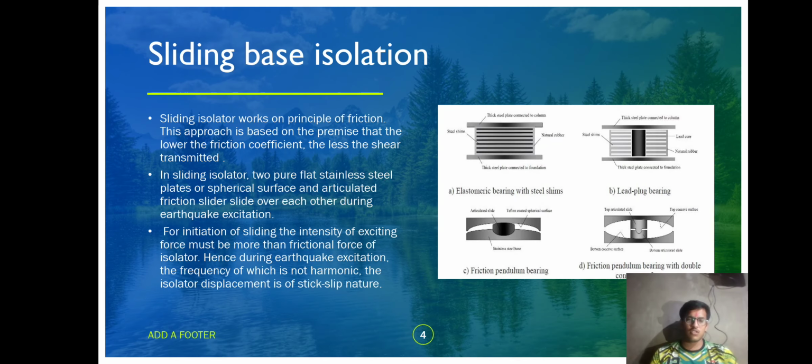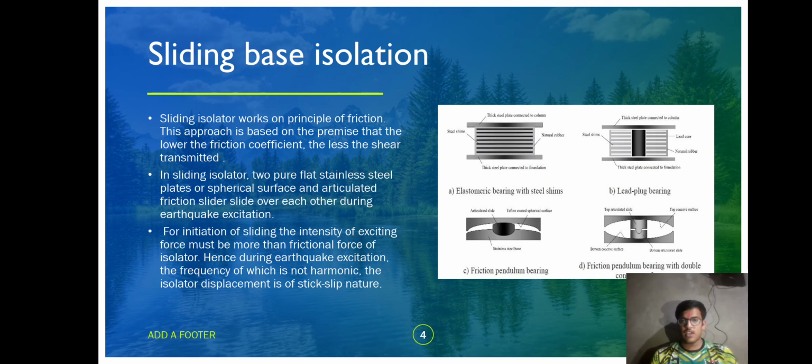First one, sliding base isolation. What do you mean by sliding base isolation? Sliding isolators work on the principle of friction. This approach is based on the premise that the lower the friction coefficient, the less the shear transmission. In a sliding isolator, two pure flat stainless steel plates are spherically surfaced and friction slides over each other during the earthquake excitation. For sliding to occur, the intensity of the excitation force must be more than the friction force of the isolator. During an earthquake, excitation is frequently not harmonic. The isolated displacement is of stick-slip nature.